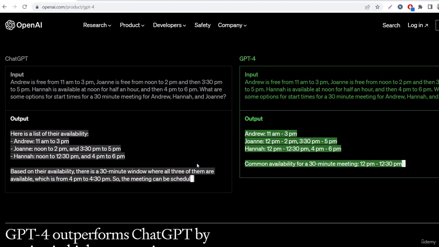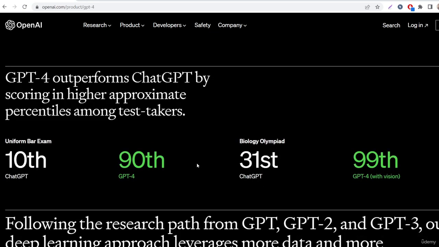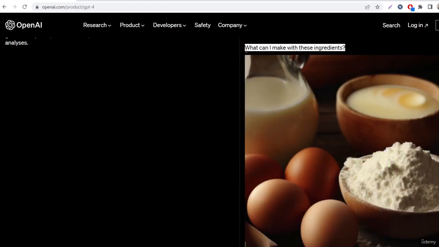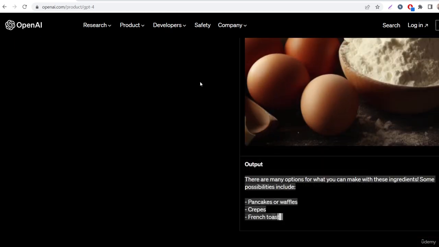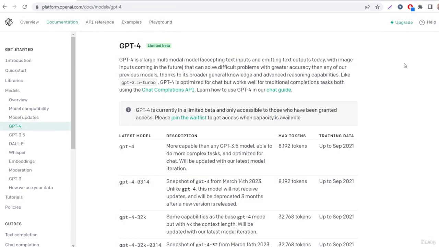You can find the link in attachments and watch the same examples, but just take a look at how cool it is. You ask GPT-4 what you can cook with such ingredients, and it provides you with options of what you can cook.